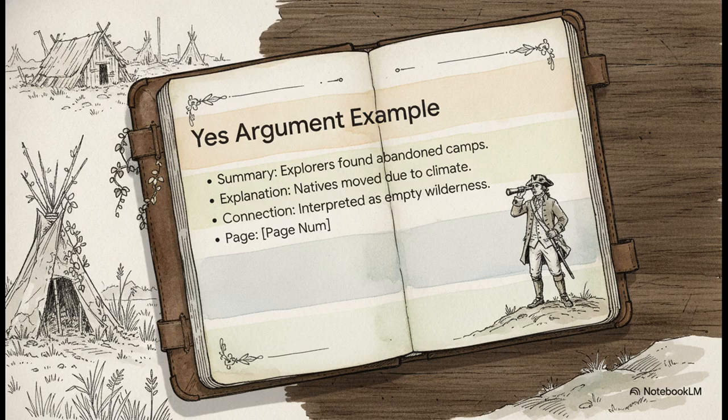Then, for your connection, you'd explain that because settlers physically encounter these empty seasonal hunting camps, they interpreted the entire region as an empty wilderness, effectively answering yes to the prompt from their specific historical perspective. And lastly, boom, you drop in your page number.